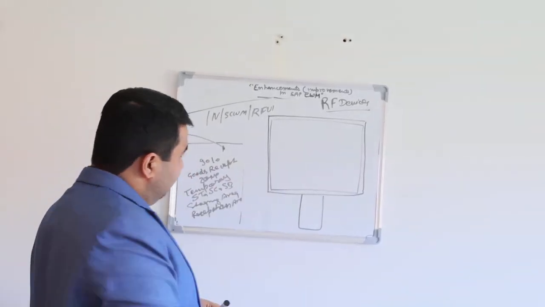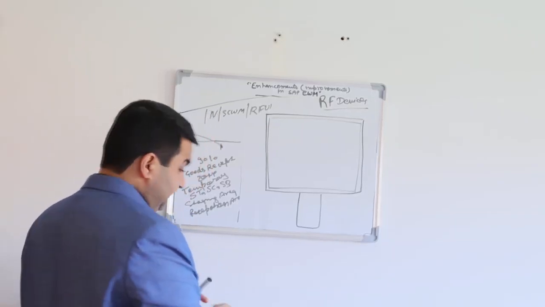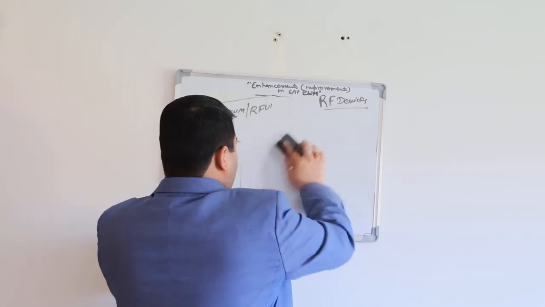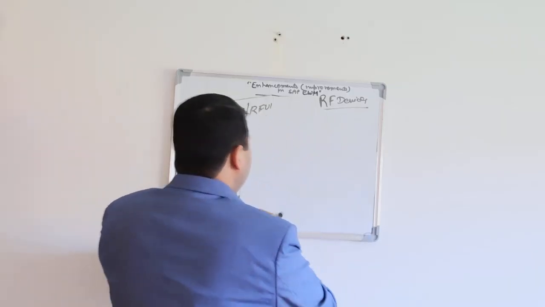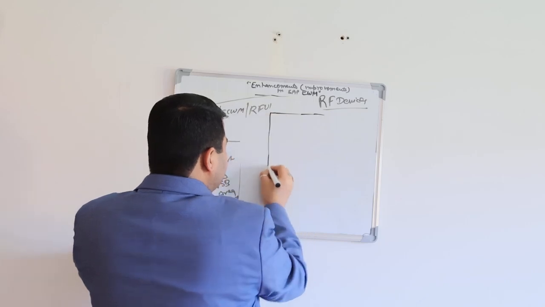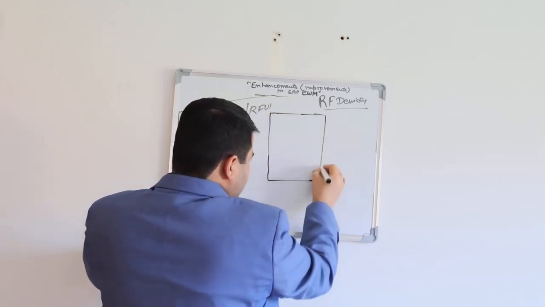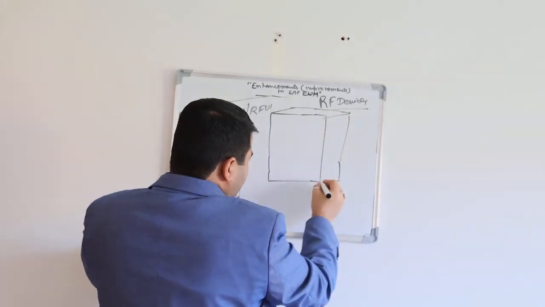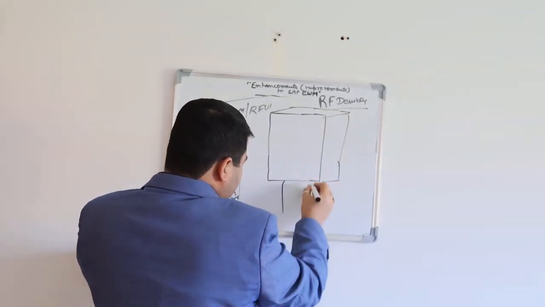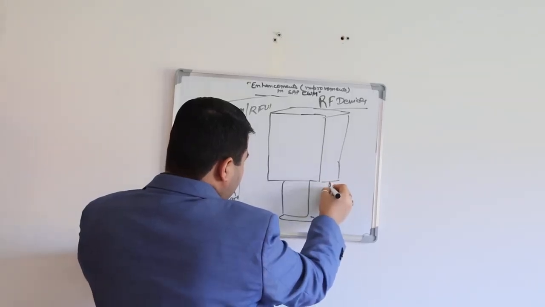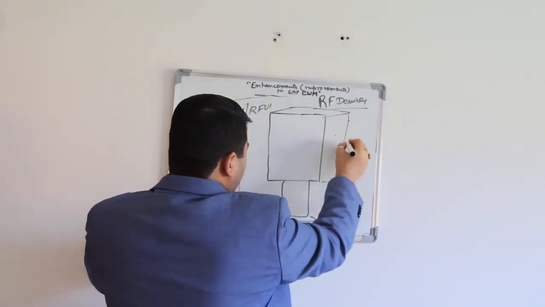So in the RF screen, RF device, I will give you another example here. Suppose this is your RF device screen, okay? This is your RF device, some brand. This is an RF device.